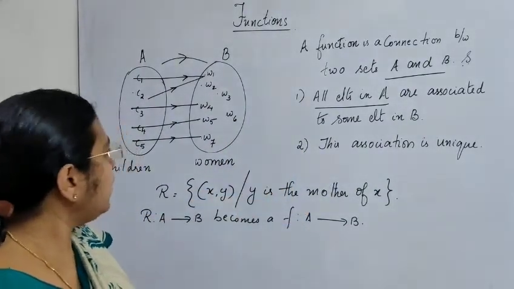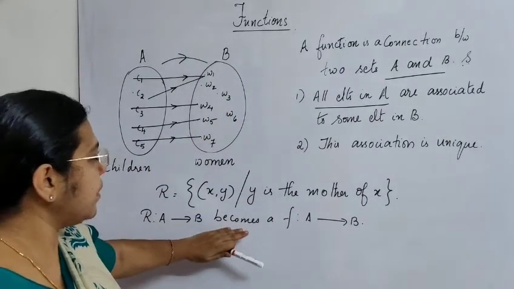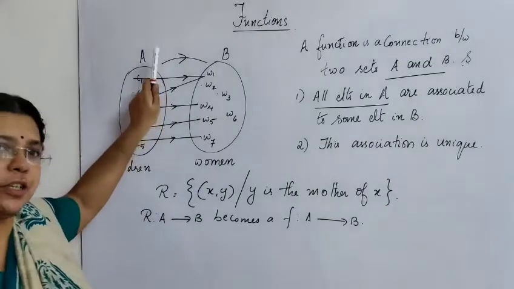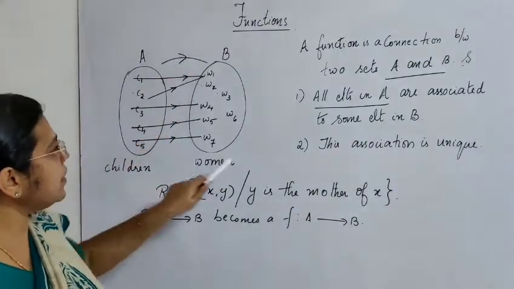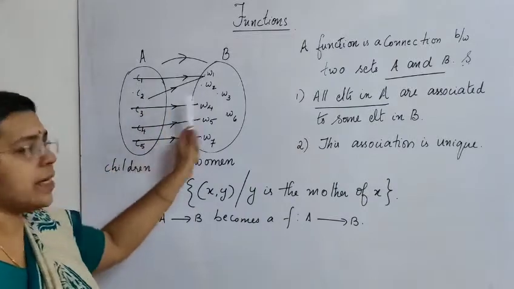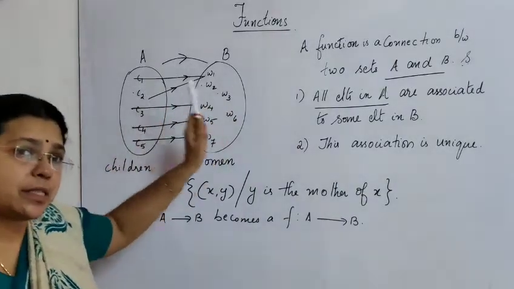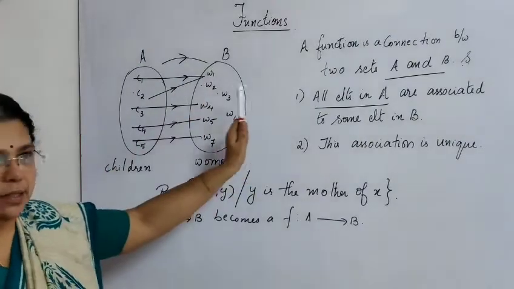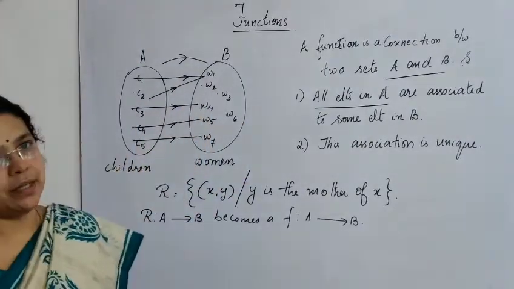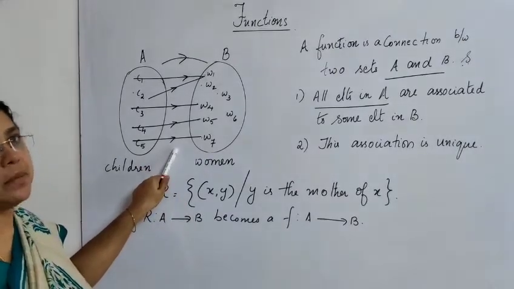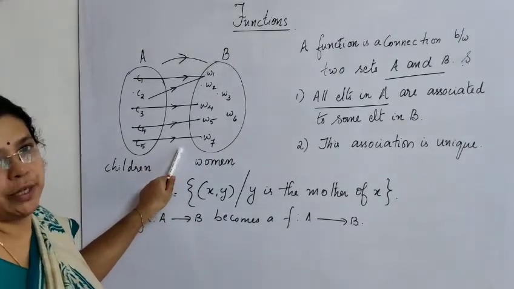Just have a look at the definition and this diagram. If you can remember this, A is a set of all children in a community and B is a set of women in the community, and every child has a mother and the mother is unique, right? We are talking about biological mothers, okay? So the mother is unique. Am I clear? If you can remember this arrow diagram, then things are much clearer.